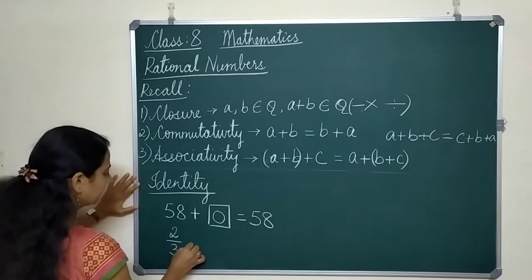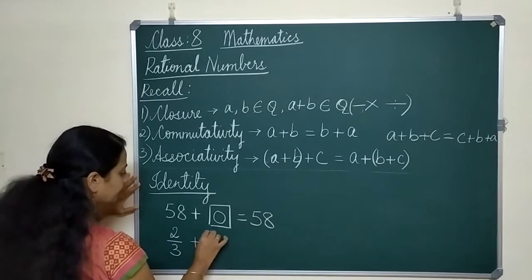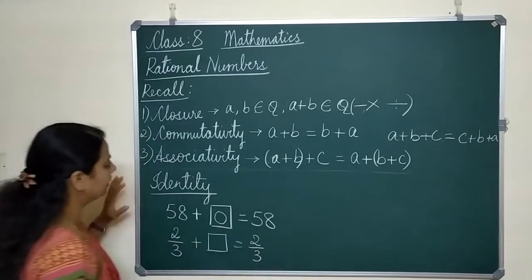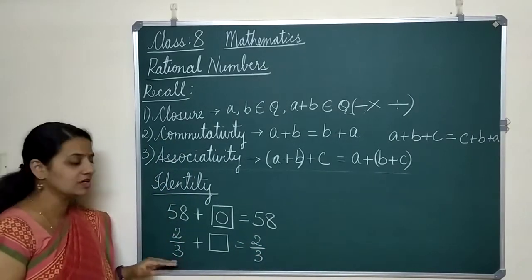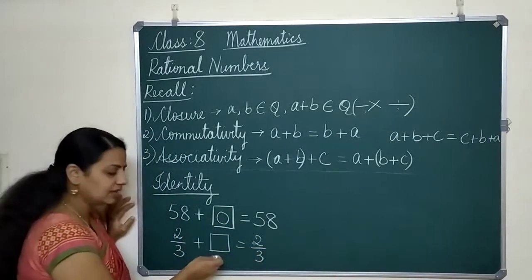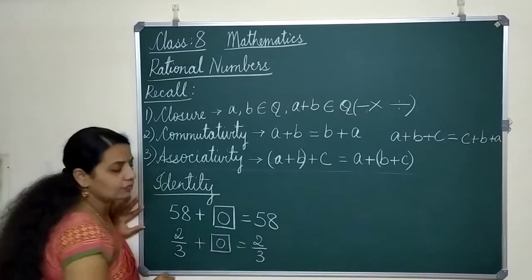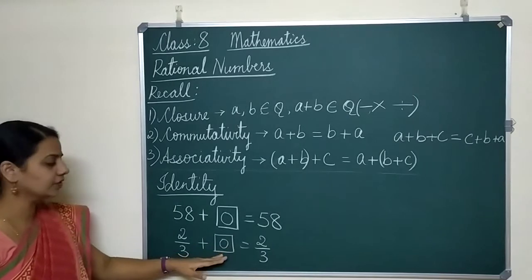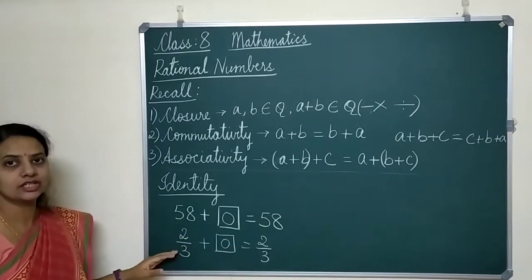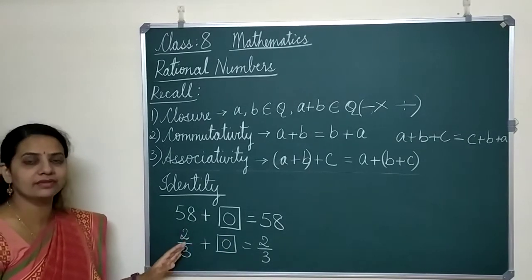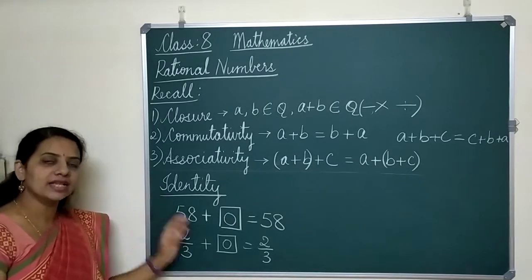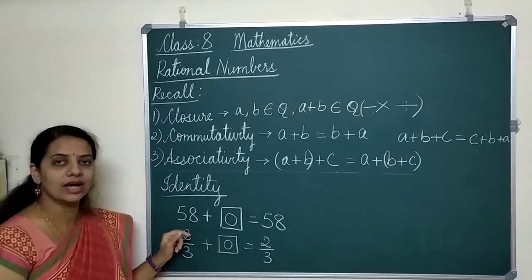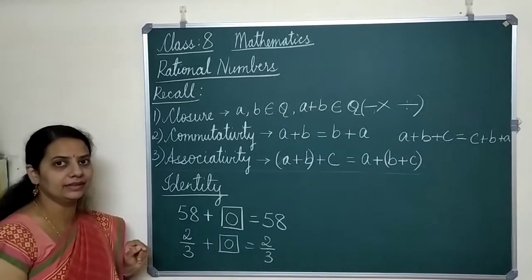Say 2 by 3, now plus. Which number if you add to this rational number you get the same answer? Again it is 0. So what can we conclude now? 0 is the number which will not change the answer if it is added to any number. The answer will be the number itself. So we call 0 the additive identity.